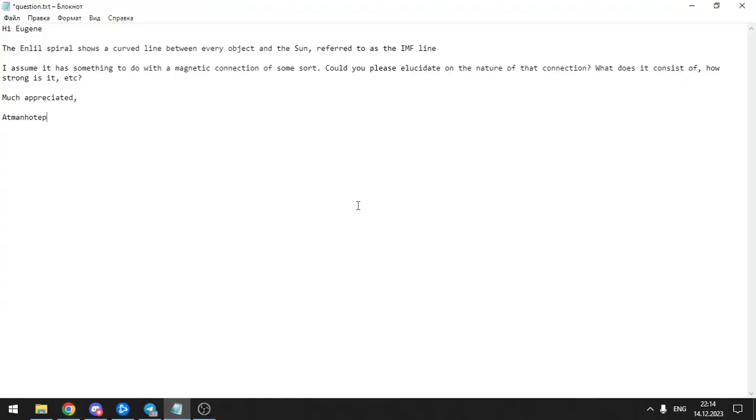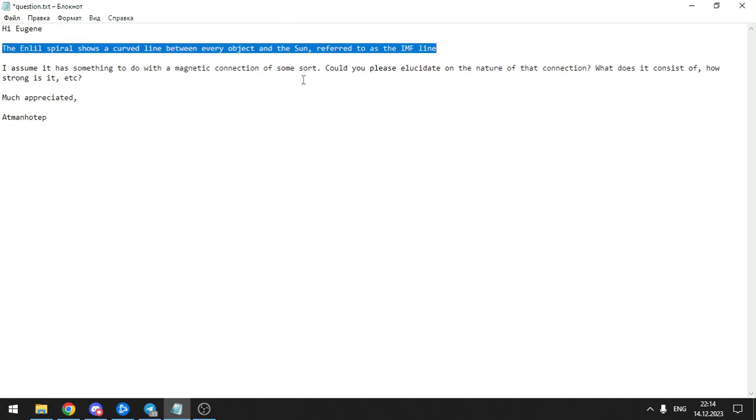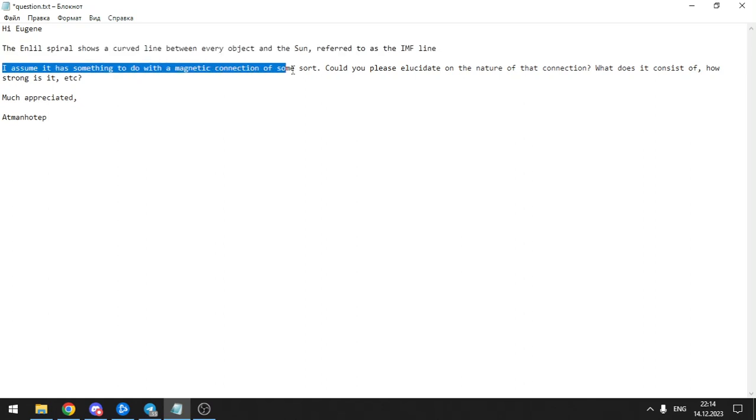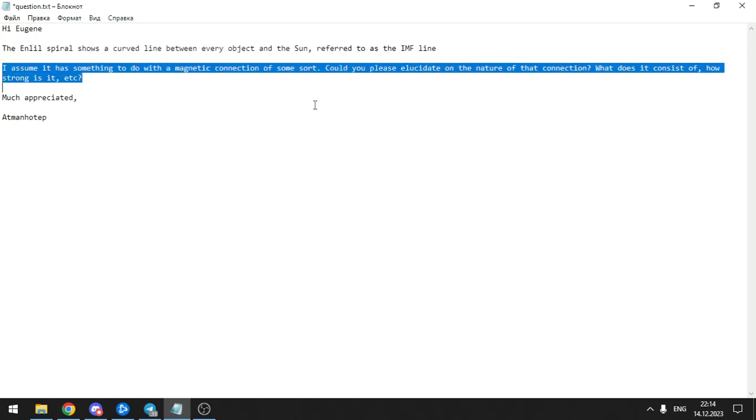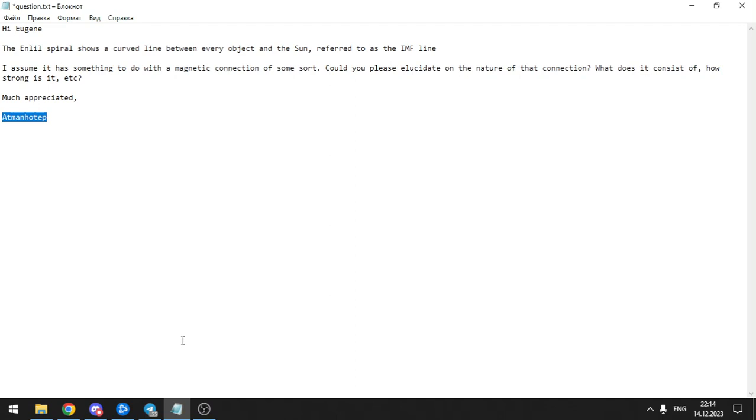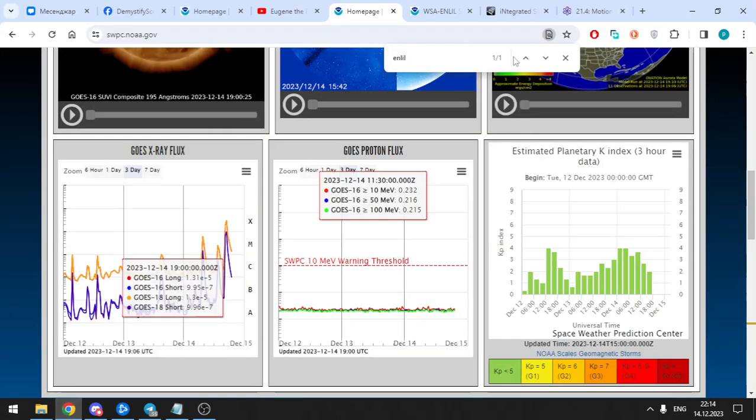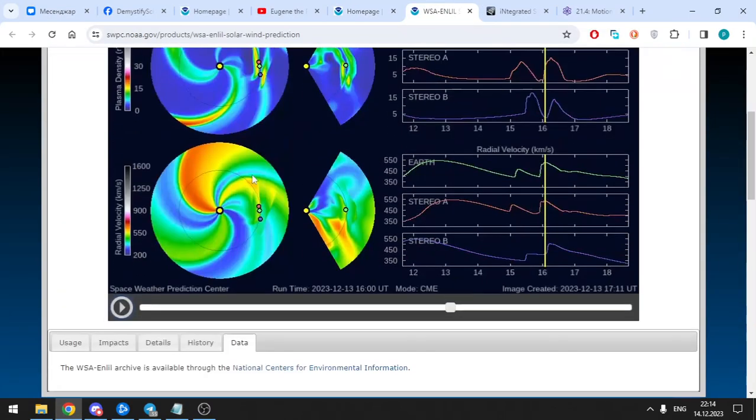Okay, so the question is, the ENLIL spiral shows a curved line between every object and the sun, referred to as the IMF line. I assume it has something to do with magnetic connection. Could you please elucidate on the nature of that connection? Gladly, I'll gladly do that, Atmanhotep. So, what we're talking about here is this thing.